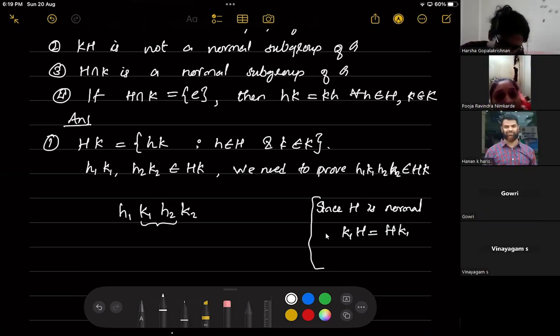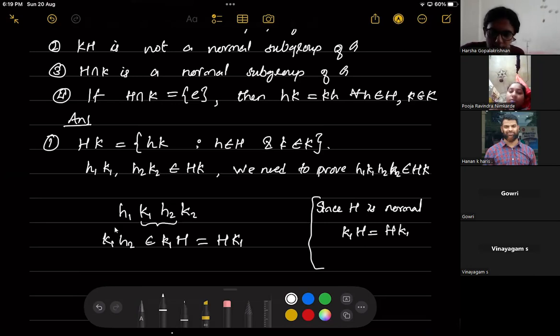Okay. So, since K1 H2 belongs to K1H, and this K1H equals HK1, that means this K1H2 belongs to HK1. So what can we write? K1H2 will be equal to some H3K1. It need not be the same as H2. This being in HK1 means for some H3, we can write K1H2 equal to some H3K1.